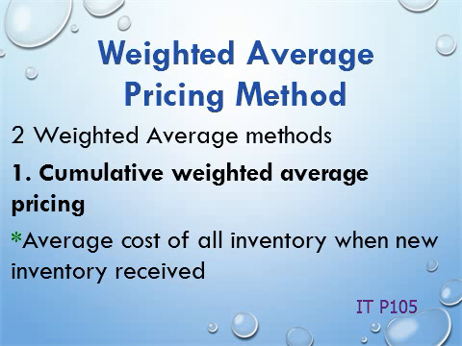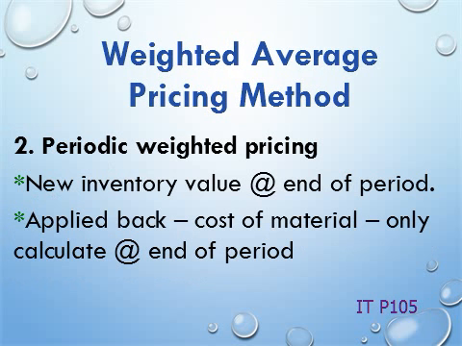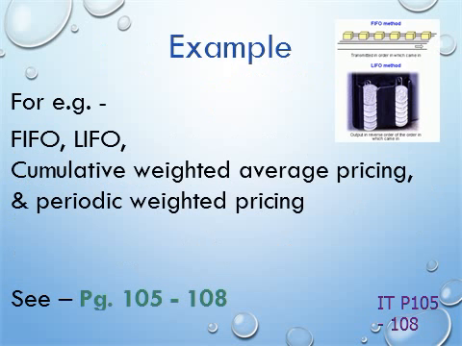There are 2 main weighted average pricing methods. Cumulative weighted average pricing, which calculates the average cost of all units in inventory, when new inventory is received. And periodic weighted pricing, which calculates a new inventory value at the end of a period. This method must be applied backwards, because the cost of materials can only be calculated at the end of the period. For examples of the different methods, FIFO, LIFO, cumulative weighted average pricing, and periodic weighted pricing, see the examples on pages 105 to 108 of your interactive text study guide.